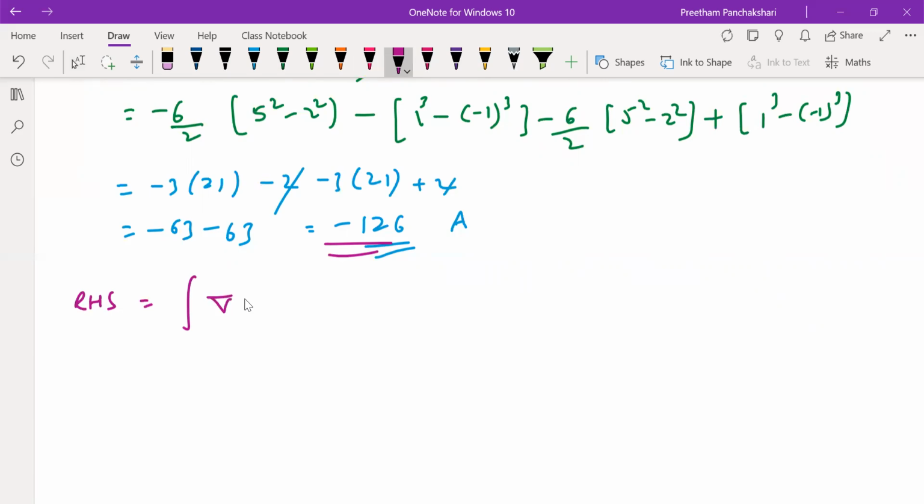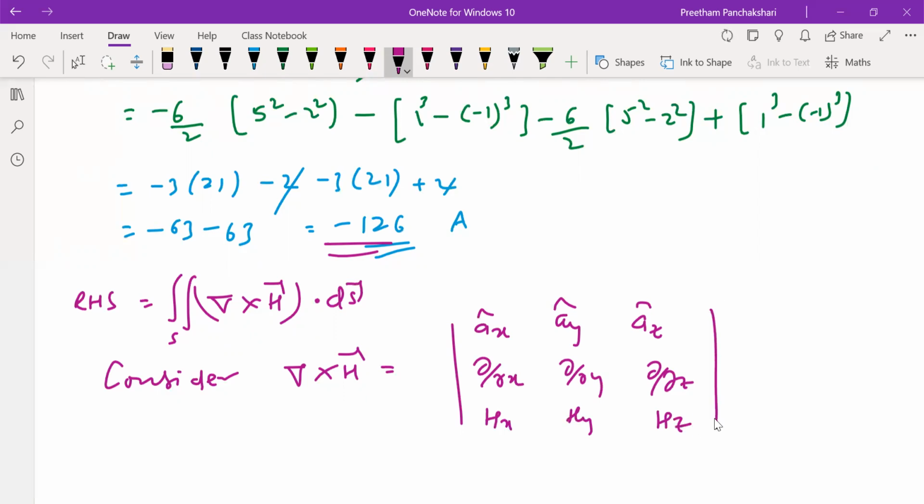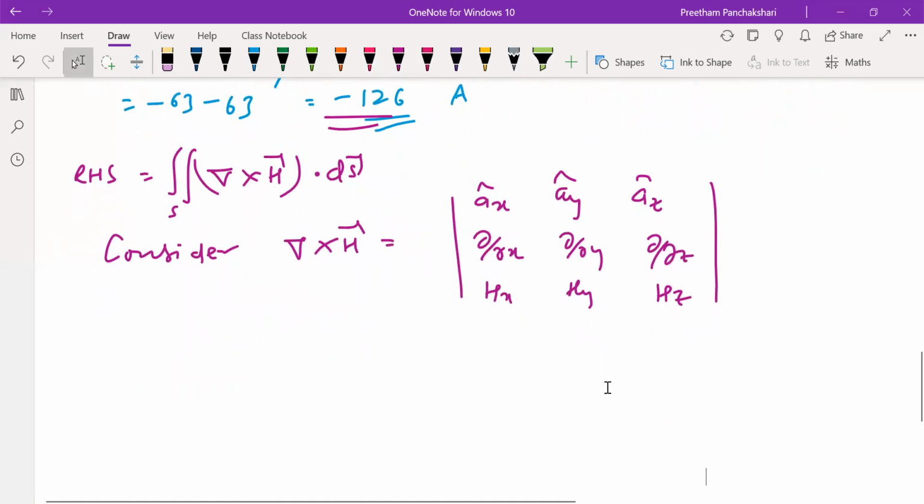On the RHS, it is the open surface integral of curl H. So let us calculate curl H first. The problem is given in the rectangular coordinate system, so curl H can easily be found from the determinant: dou by dou x, dou by dou y, dou by dou z, Hx, Hy, Hz. The determinant helps us to evaluate the cross product easily.